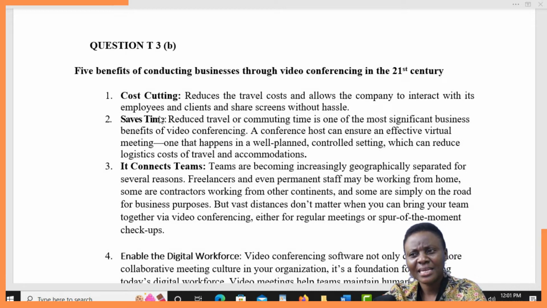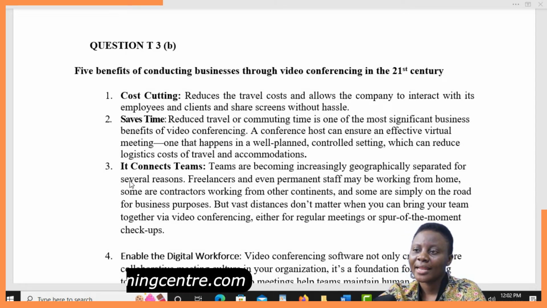At the same time, it saves you time. Instead of traveling from one place, wasting time, and then getting some traffic, and getting late for the meeting, such kind of things can be eliminated completely by the use of video conferencing. So it saves time, and at the same time, it saves cost.